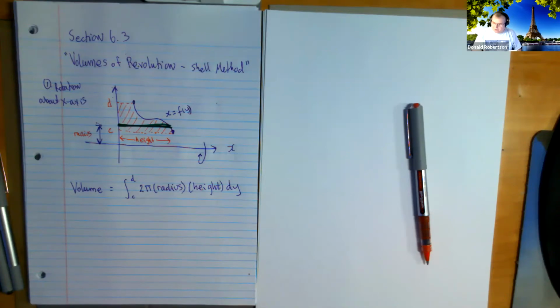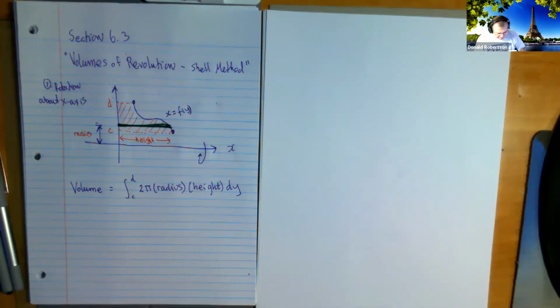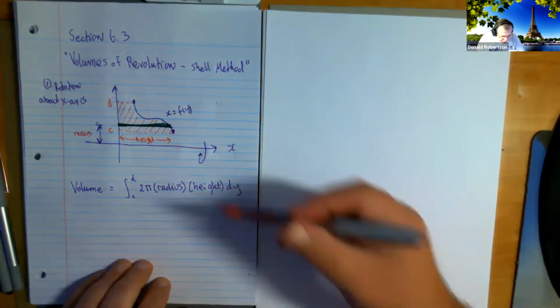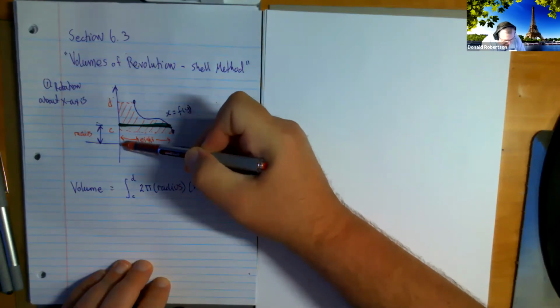And so you sometimes get mixed up because your brain is on the disk method, but the question is in the shell method. And that can really throw your brain if you're not careful. So we have this thing called the radius, which is basically the distance from this rectangle to the axis of rotation.